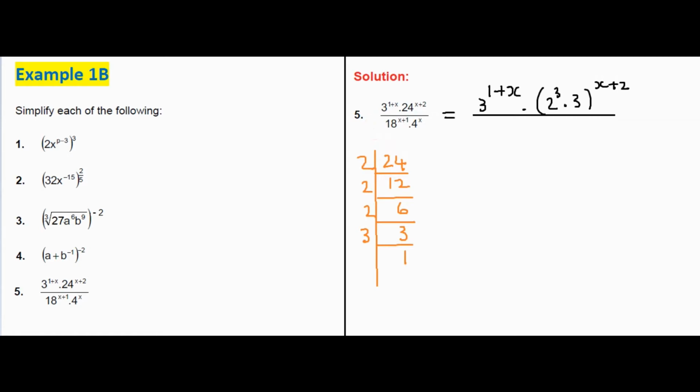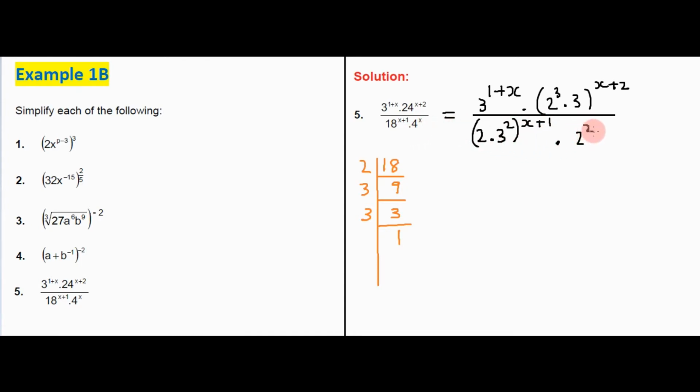We now find prime factors of 18. The smallest number into 18 is 2, and it goes 9 times, into 9, 3, and it goes thrice, into 3, 3, and it goes once. So 18 we can write as 2 times 3 squared. And this is all to the x plus 1. Now 4 we can write as 2 squared using prime factors, and it's all to the x.